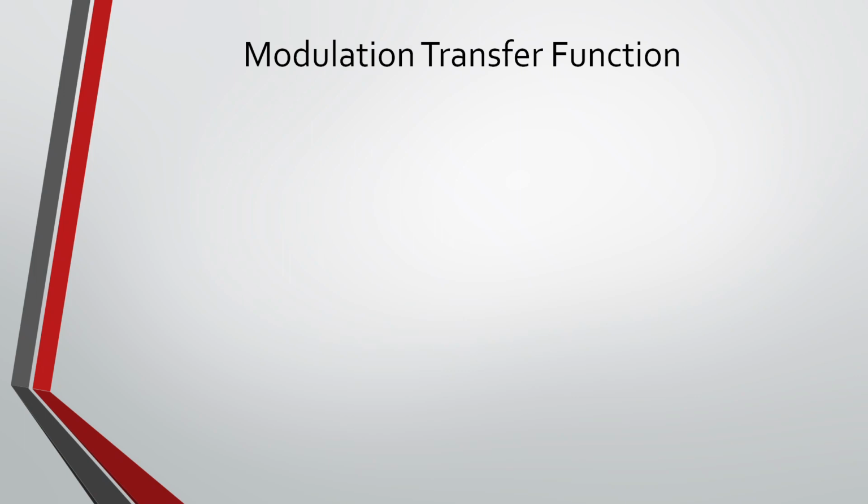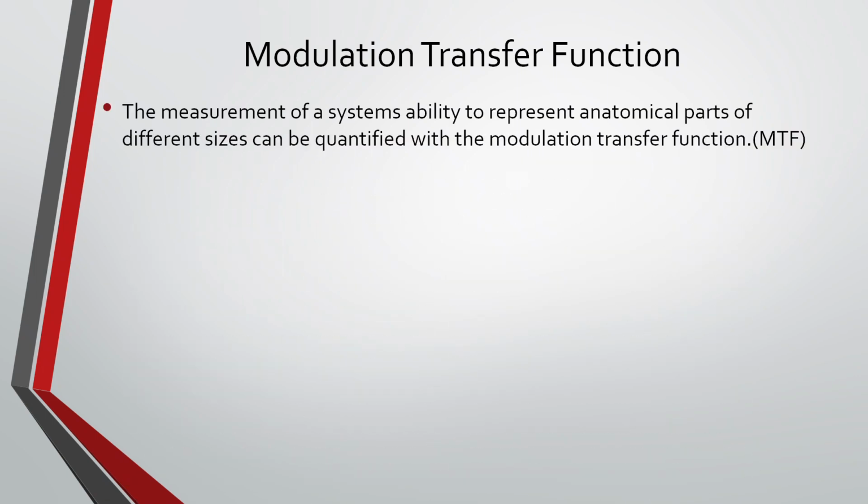So we'll go ahead now and discuss the modulation transfer function. The measurement of a system's ability to represent anatomical parts of different sizes can be quantified with the modulation transfer function, or MTF. That's how we'll write it for short. This sounds like a big fancy term, and it kind of is, but at its root, it's just a measurement of the system's ability to represent anatomical parts of different sizes.